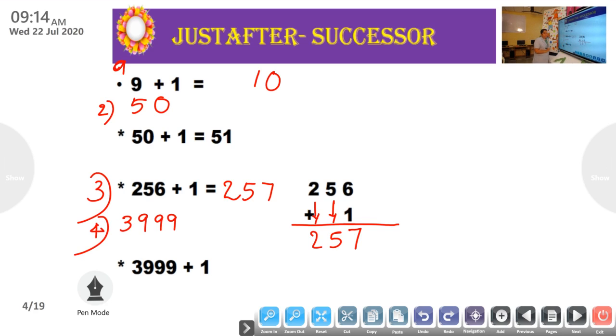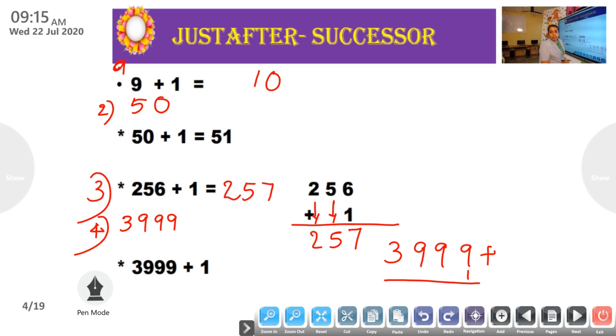3,999. How do you get the successor of 3,999? You have to add 1 to the 3,999. So add it. Do it in your book. Plus 1. Will you write the 1? It's on the ones place. The 1 should be right on the ones place.